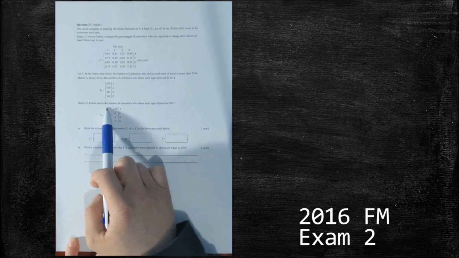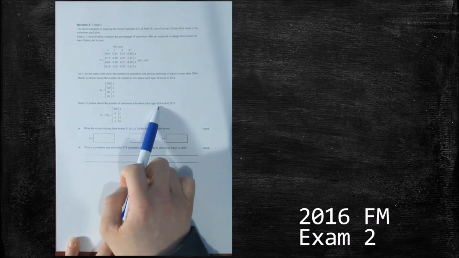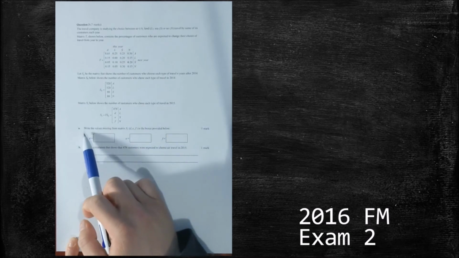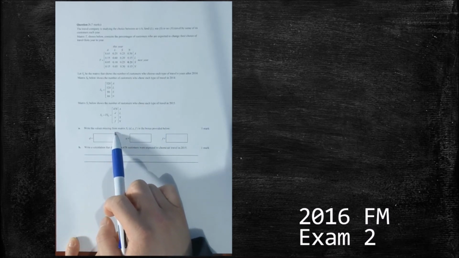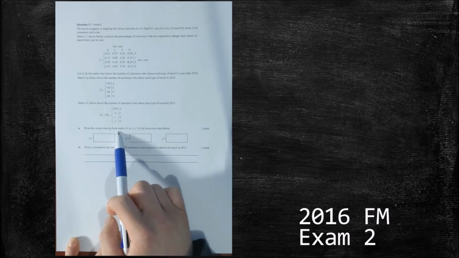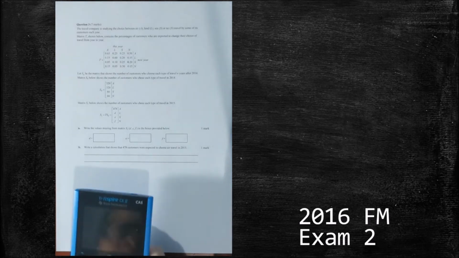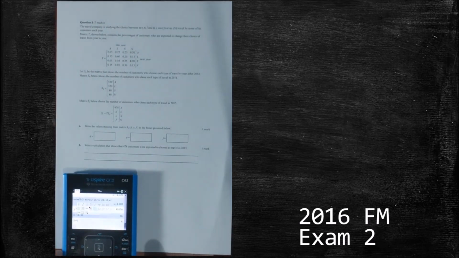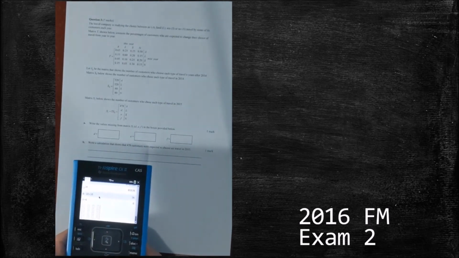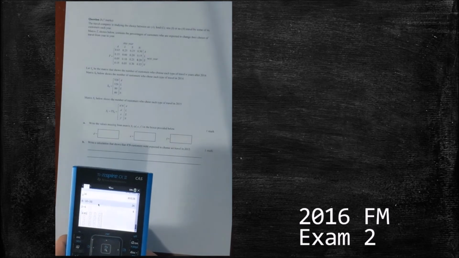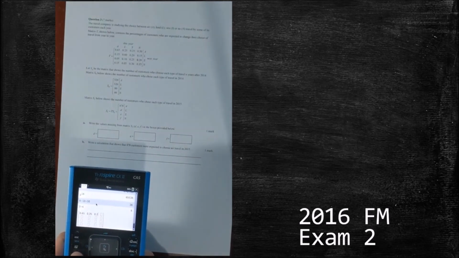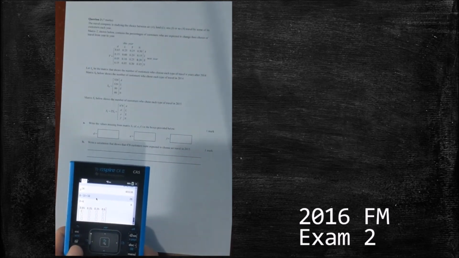Matrix S1 below shows the number of customers who chose each type of travel in 2015. Write down the values missing from S1, D, E, F in the boxes below. So first one is simply just a CAS question. You need to bring up the transition matrix, which is a 4x4. So that would be 0.65, 0.5, 0.15.